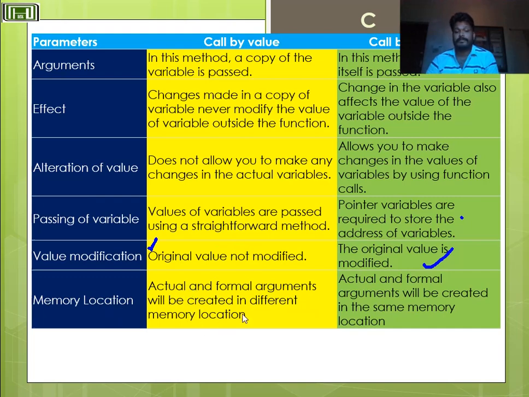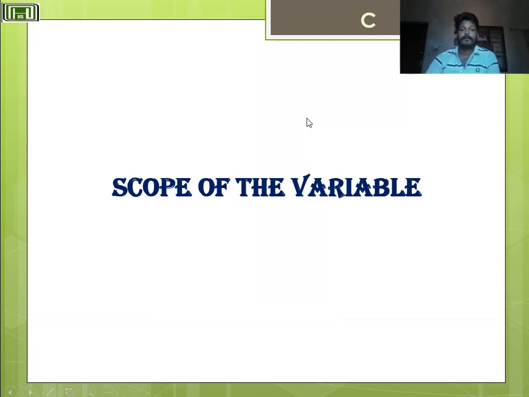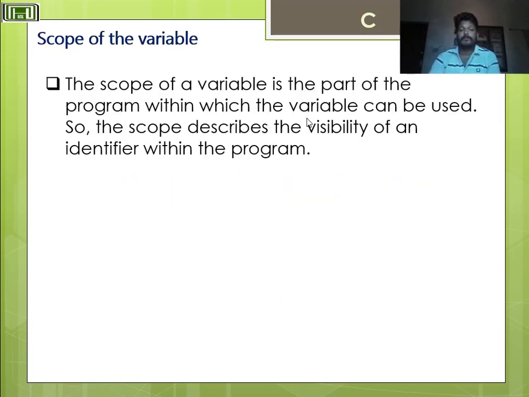Then memory allocation: actual and formal arguments will be created in different memory locations in the call by value method. Actual and formal arguments will be created in the same memory location in the call by reference method. This is the chart for the difference between call by value and call by reference. So one more thing is the scope of a variable.